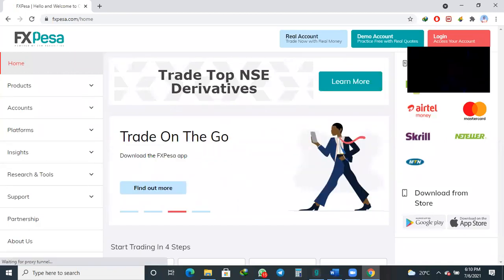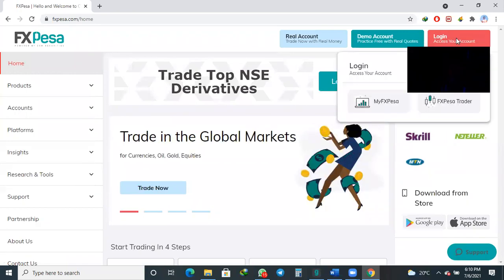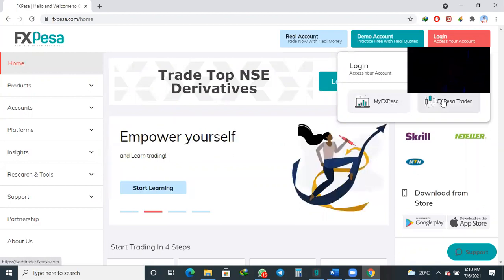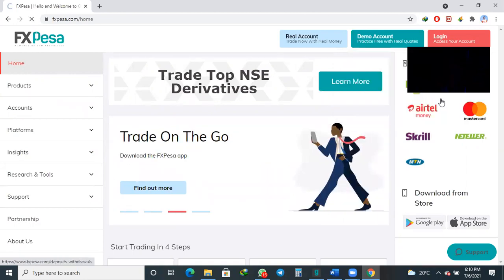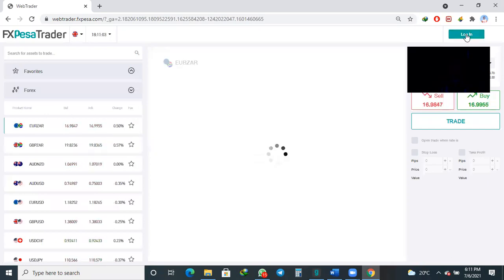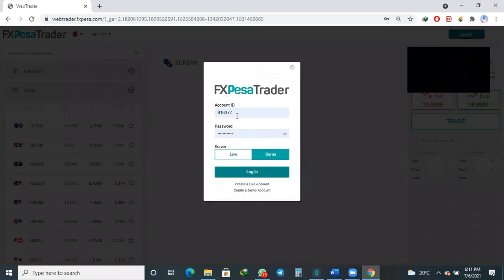So let's say you have registered for a demo account or for a live account. You just log in, you tap the login, and then you use my FxPesa trader. So once you do the FxPesa trader, you'll be given the option to log in. So you click on the login directory, and then it will give you the option.